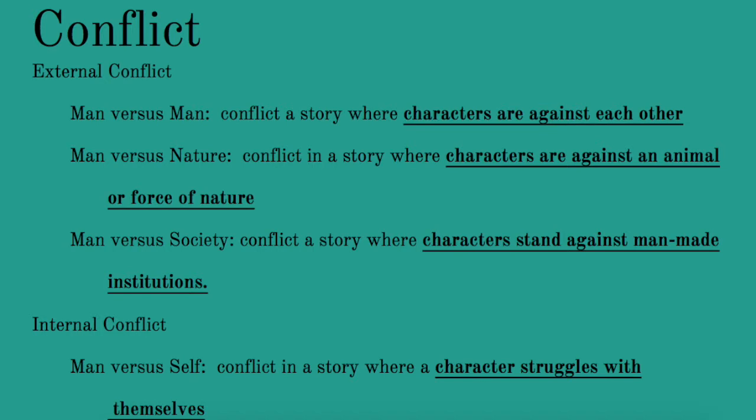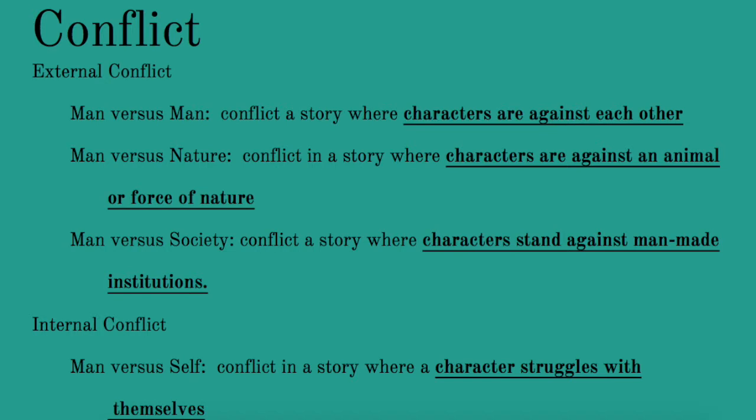Now, external conflict can be divided into three major areas: man versus man, man versus nature, and man versus society. So in man versus man, this is a conflict in a story where characters are pitted against each other. So this is your typical one character fights another character.